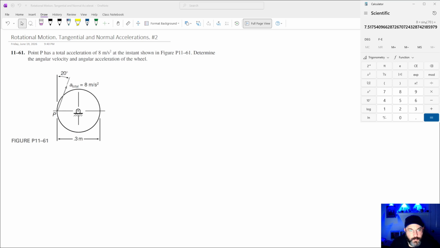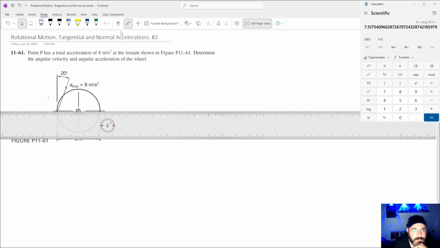Okay, so let's solve one more problem on rotational motion. In this case, we have a total acceleration of point P, and we need to calculate some angular characteristics of the motion, such as angular velocity and angular acceleration of the wheel. Right, so let's split this vector.